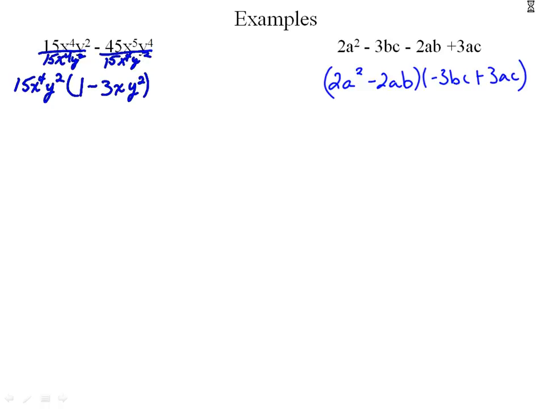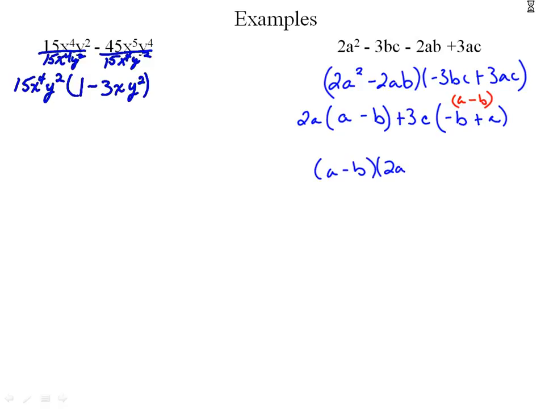Okay, so now out of the first group, we have a 2a in common. And if I factor a 2a out, I'm going to have a minus b. On the right-hand side, if I factor a positive 3c out, I'm going to have negative b plus a. But if we write this in descending order, we'll have a minus b. So you'll see that they're the same. Okay. So now I can factor out an a minus b, and I would have 2a plus 3c left over.